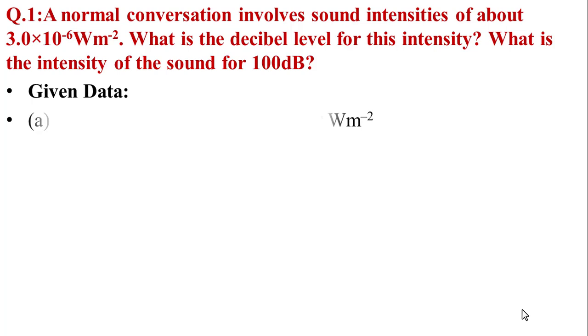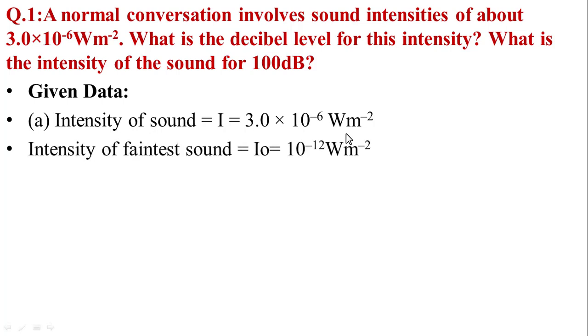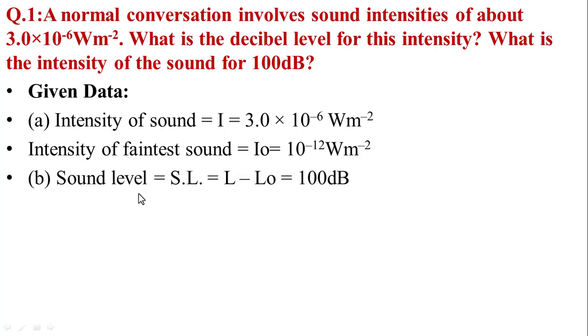Now we write the given data for the first part. Intensity of sound I is equal to 3 multiplied by 10 raised to power minus 6 watt per meter square. And we know that the intensity of audible sound I naught is equal to 10 raised to power minus 12 watt per meter square. In the B part, sound intensity level SL is equal to L minus L naught is equal to 100 decibel.